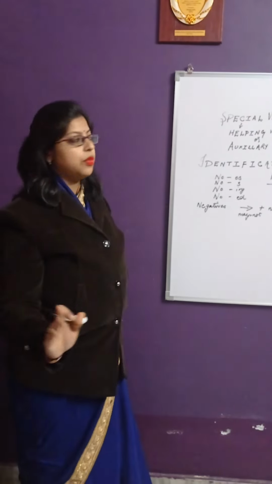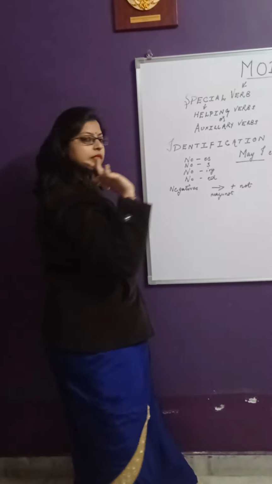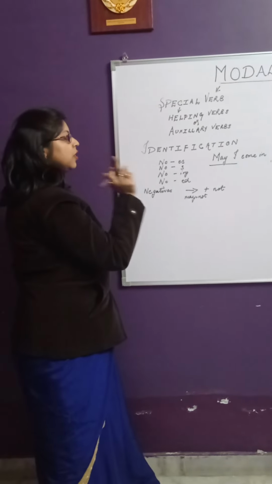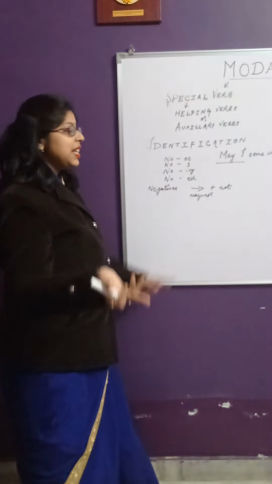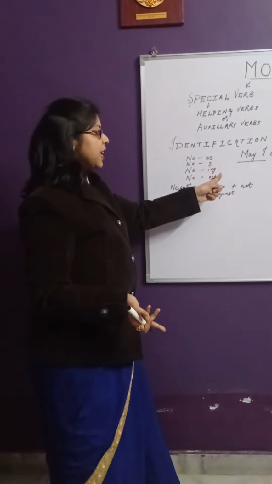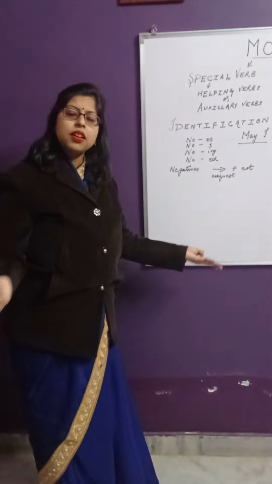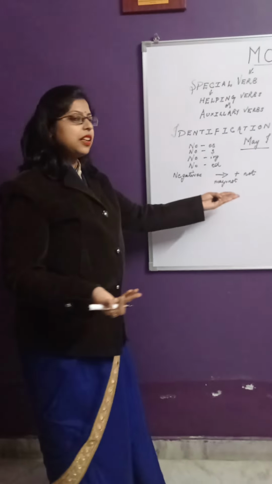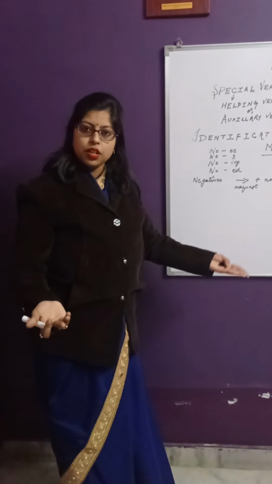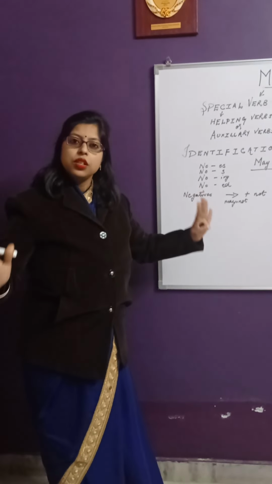So now let's recapitulate whatever we have learned till now. What are modals? Modals are special verbs. You can also call them helping verbs, auxiliary verbs. Fine. Identification. Simply see whether any addition is there, any ES, S, ING or ED added to the word or not. If not, it is a modal. How are negatives formed? Simply add not to the modal. May not, shall not, should not, cannot. Three steps solved.